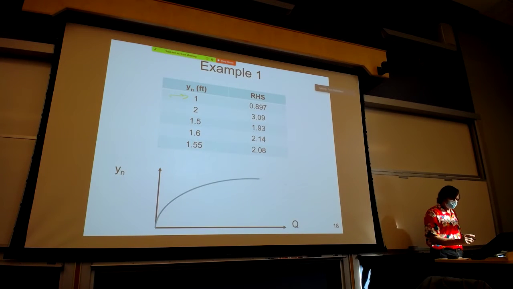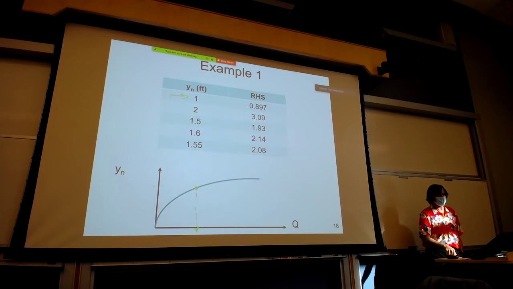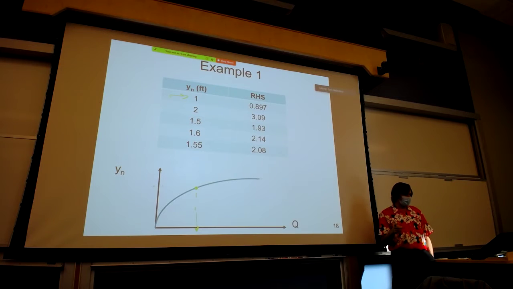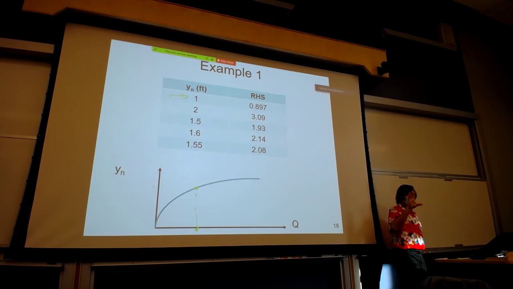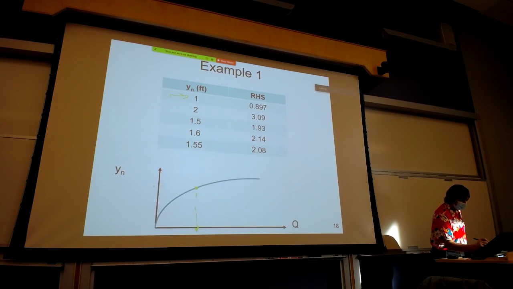And so what's happening is you're guessing at values of yn, and you're getting values of q, discharge. Now I plotted this graph, and yn is actually the independent variable, but I put it on the vertical axis because typically we measure the depth of flow in the vertical. And a plot of depth of flow versus discharge is known as a rating curve.